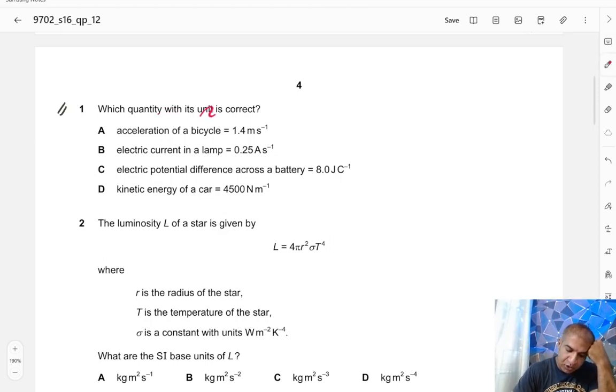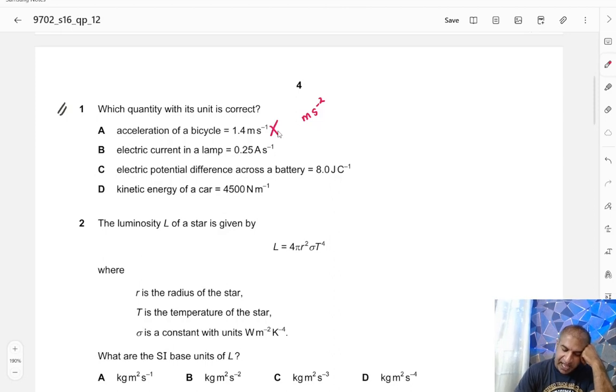Let's see which quantity with its unit is correct. Acceleration of the bike is 1.5 meter per second. You can clearly see that we have a problem. The unit of acceleration is actually meter per second squared, and this unit is incorrect. So obviously this is not going to be true, right?